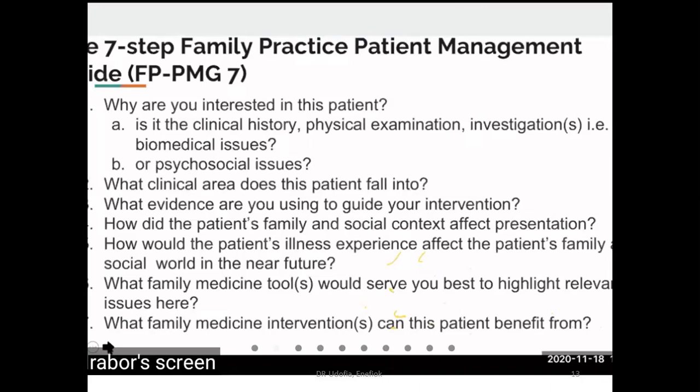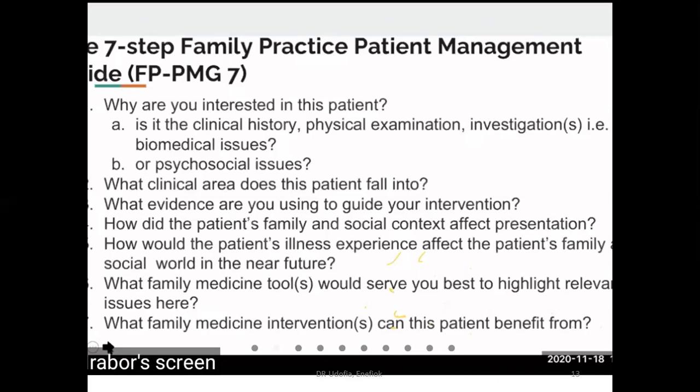Number 2, what clinical area does this patient fall into? Is it pediatrics? Is it psychiatric? Is it obs and gyn? What evidence are you using to guide your intervention? In intervening in this patient, what are you using to guide your intervention? For example, why do you decide to give parenteral anti-malarials instead of oral? You say, oh, because this patient is vomiting, or maybe is too weak to take by mouth. So all those things must be shown.